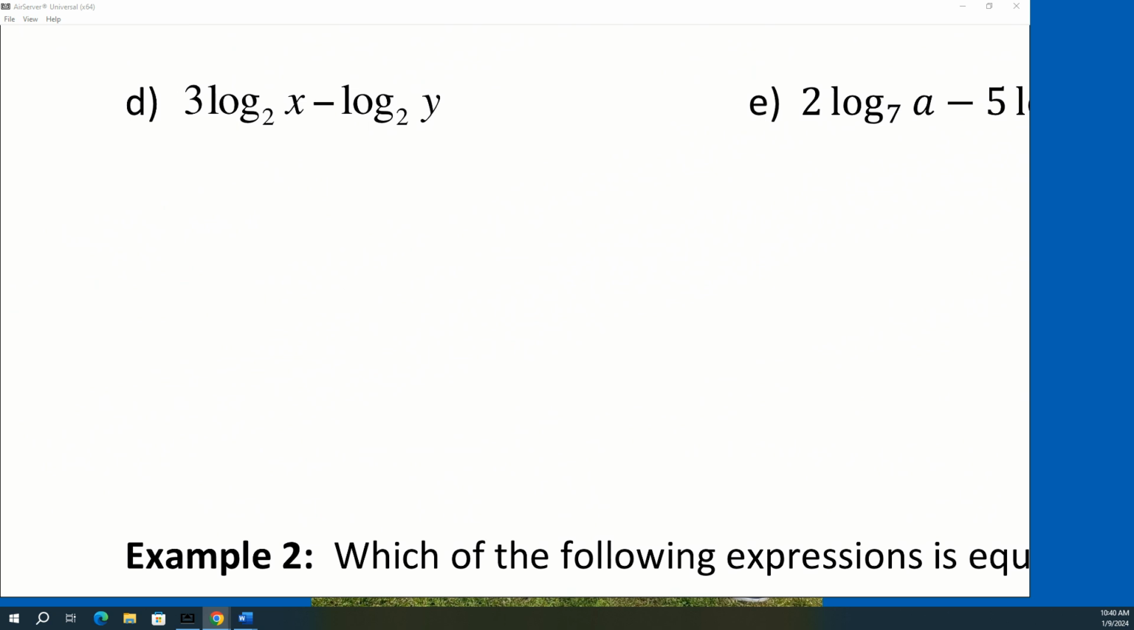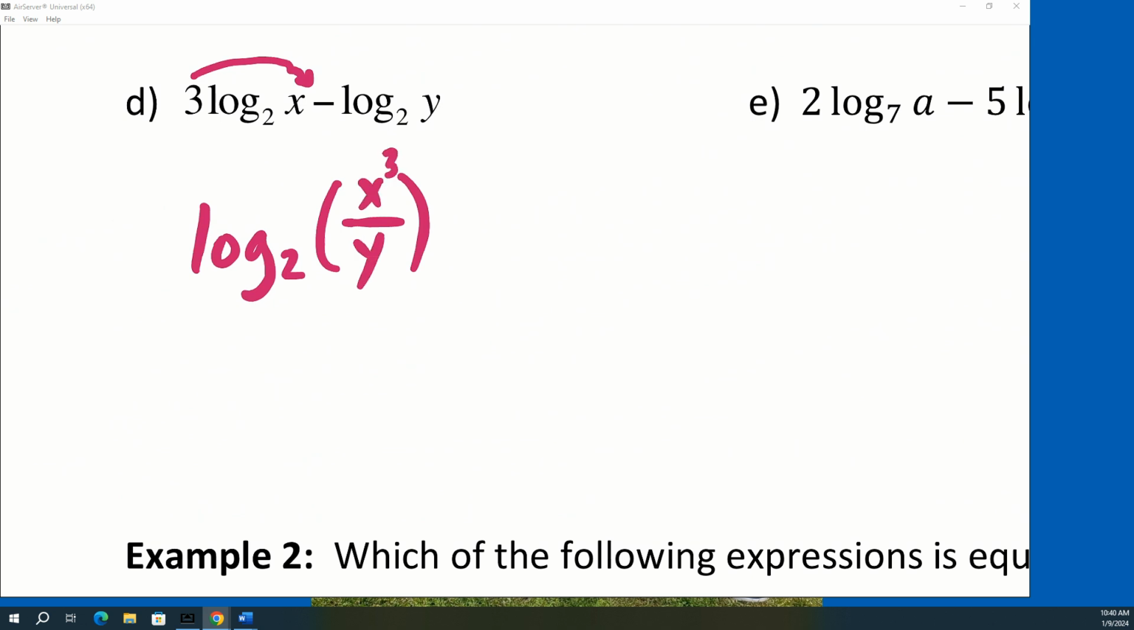All right, so we're going to start using that power property. If there is a number in front of the logarithm, it is getting bumped up to an exponent. So we have two logarithms that are separated by subtraction, so we're going to bring them together using division. That 3 becomes a power on the x, and so it's x cubed in the numerator and y in the denominator.